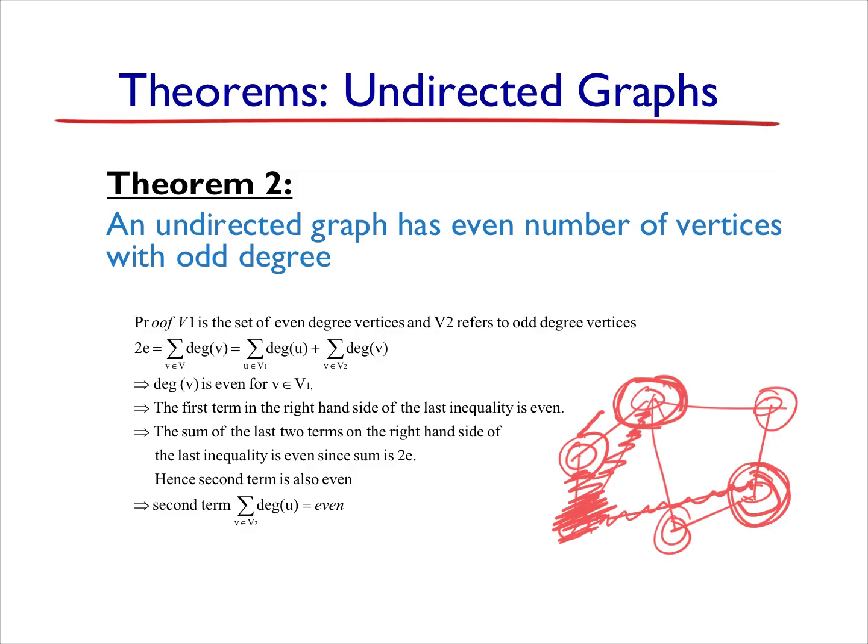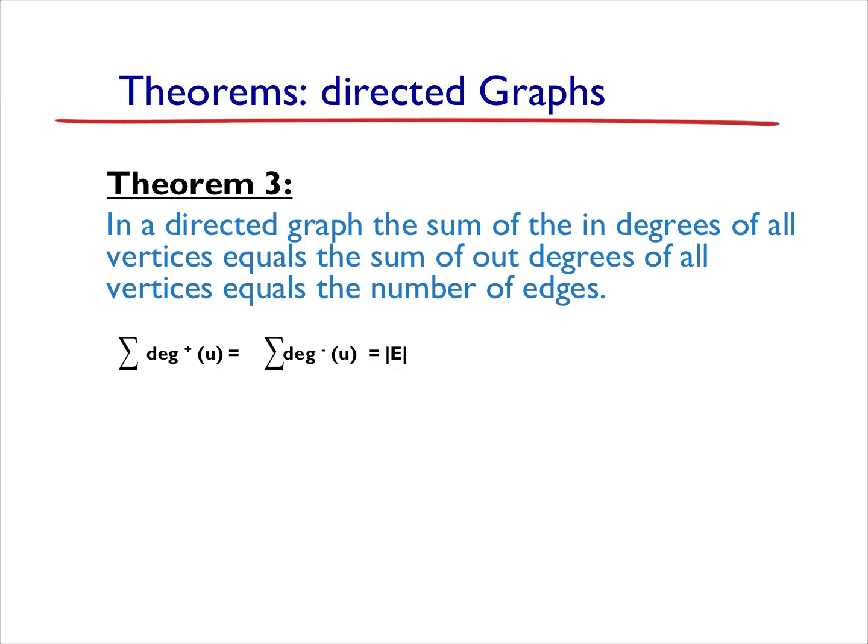Okay. Next. This is theorem 3, which is the only theorem that we'll study today about directed graphs. It says that in a directed graph, the sum of the in-degrees across all vertices equals the sum of the out-degrees across all vertices. And those two numbers, which are equal to each other, are equal to the total number of edges in the graph, E.